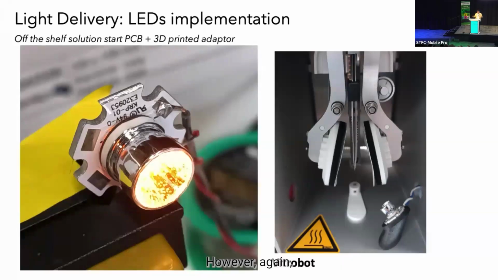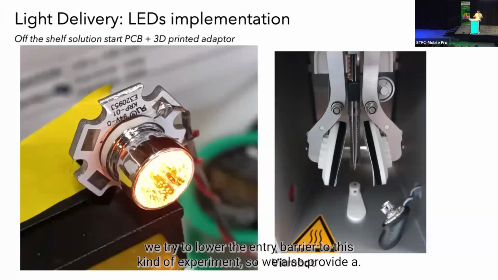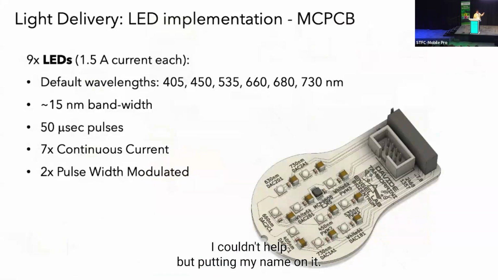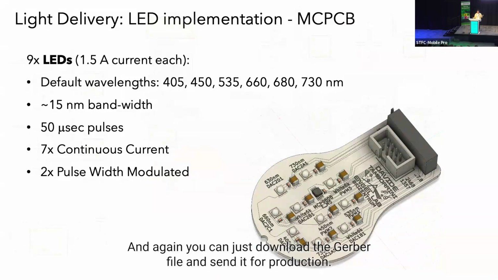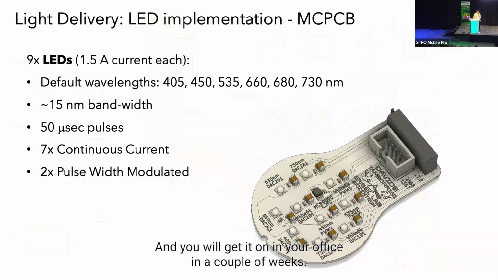However, again, we try to lower the entry barrier to this kind of experiment. So we also provide, I couldn't help but put my name on it, a PCB with multiple LEDs that comes by default. And again, you can just download the Gerber file and send it for production, and you will get it in your office within a couple of weeks. There are default wavelengths, and there are 2 different types of pulses you can use depending on the experiment you want to run.